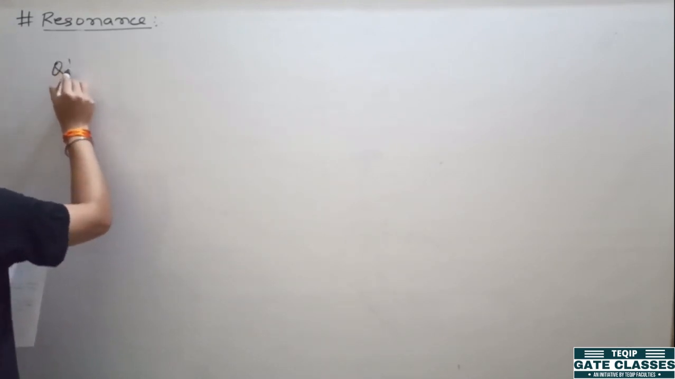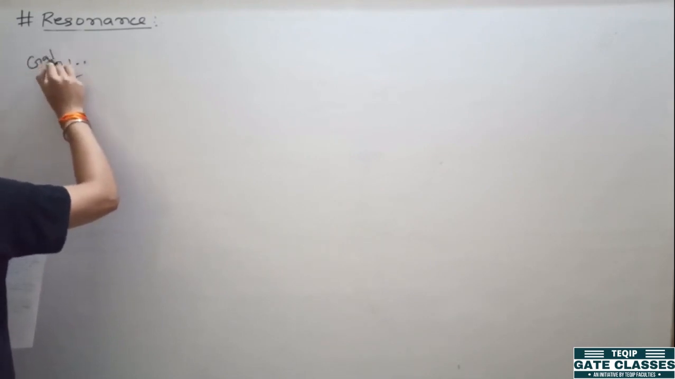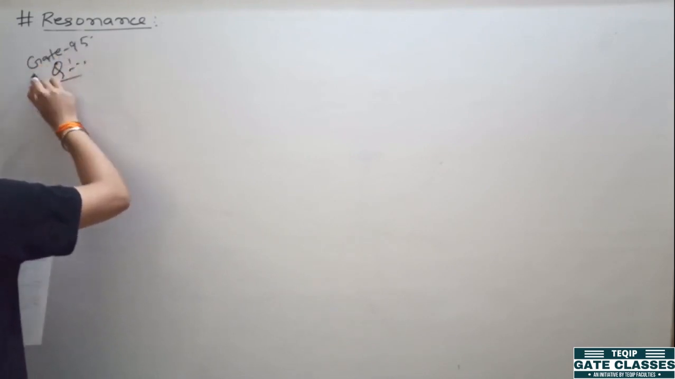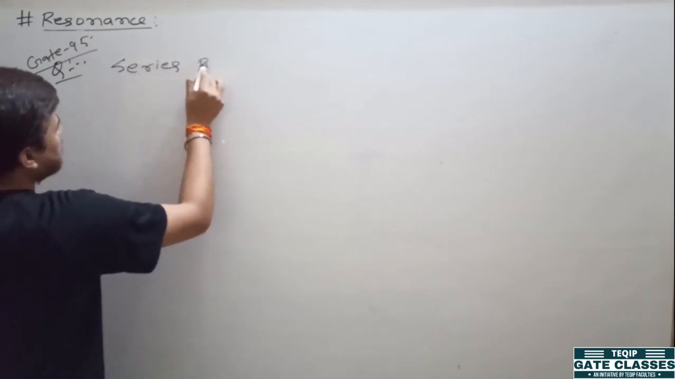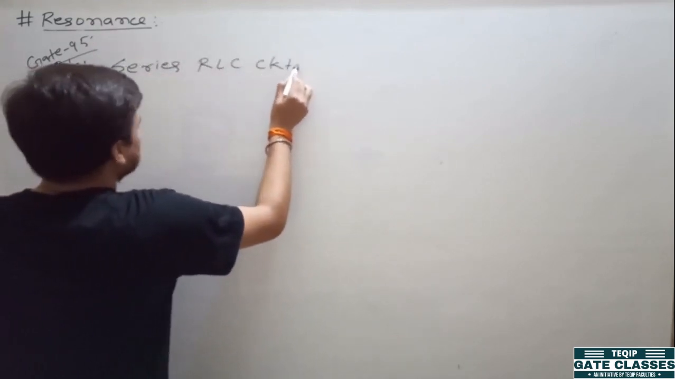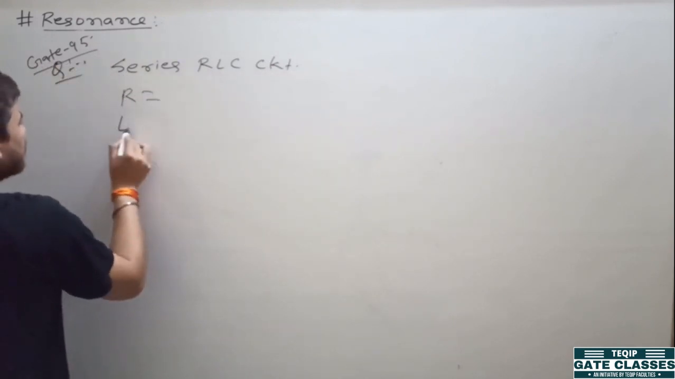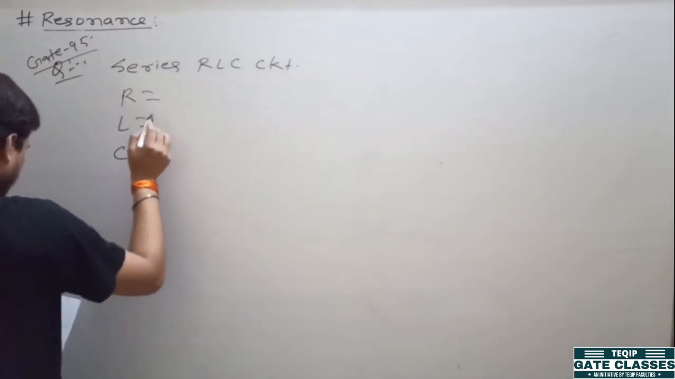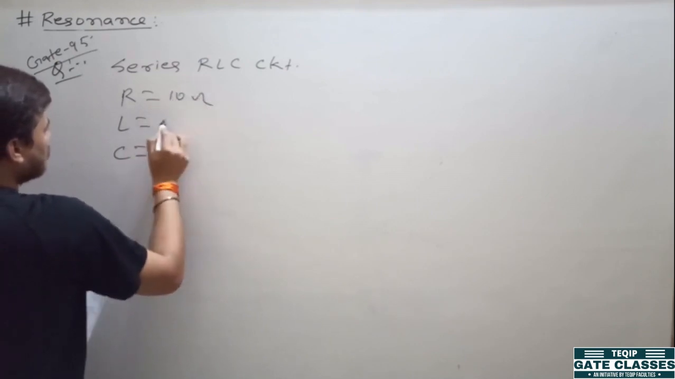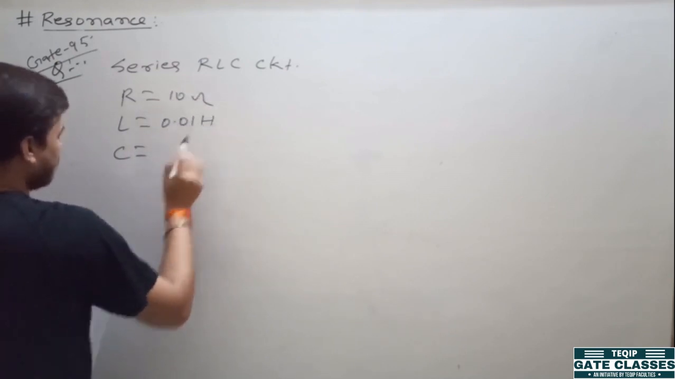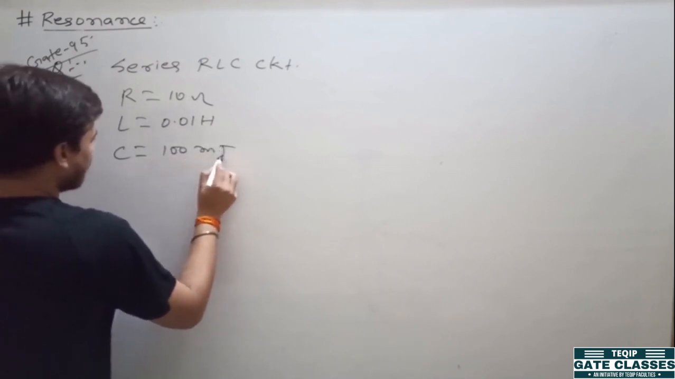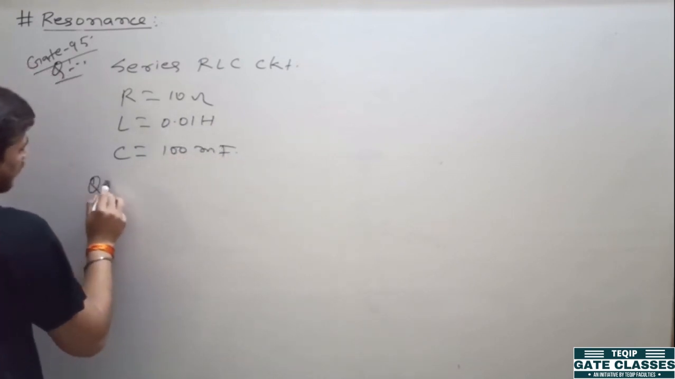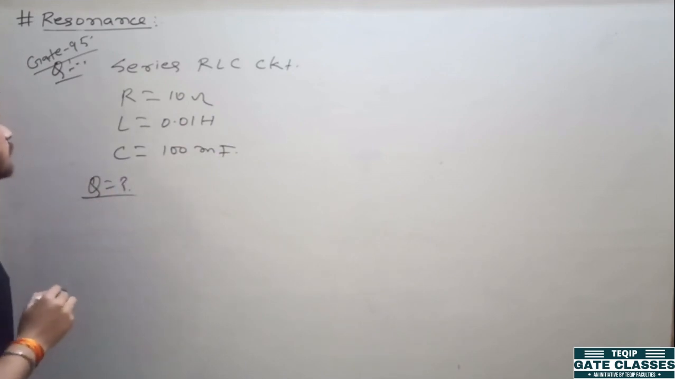Third question, asked in GATE 95. It is given a series RLC circuit. The values are given: R is 10 ohm, L is 0.01 Henry, and C is equal to 100 millifarad. You have to write the expression for quality factor. What is the quality factor?